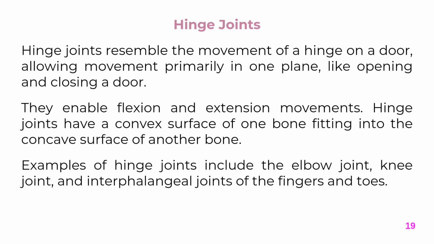Hinge joints. Hinge joints resemble the movement of a hinge on a door, allowing movement primarily in one plane, like opening and closing a door. They enable flexion and extension movements. Hinge joints have a convex surface of one bone fitting into the concave surface of another bone. Examples of hinge joints include the elbow joint, knee joint, and interphalangeal joints of the fingers and toes.